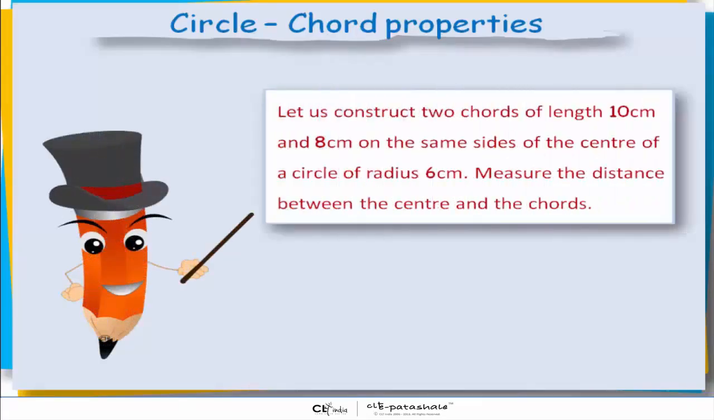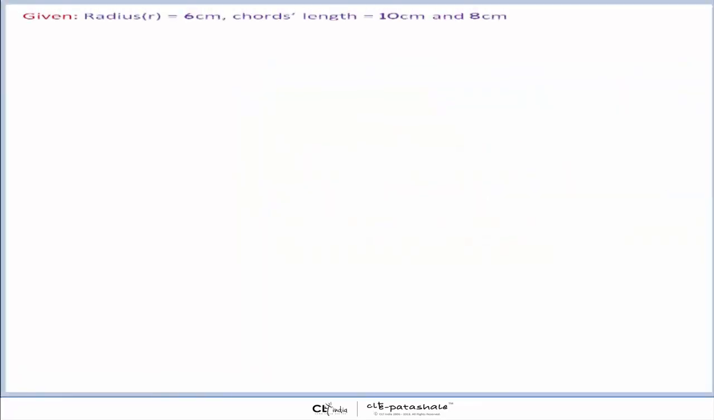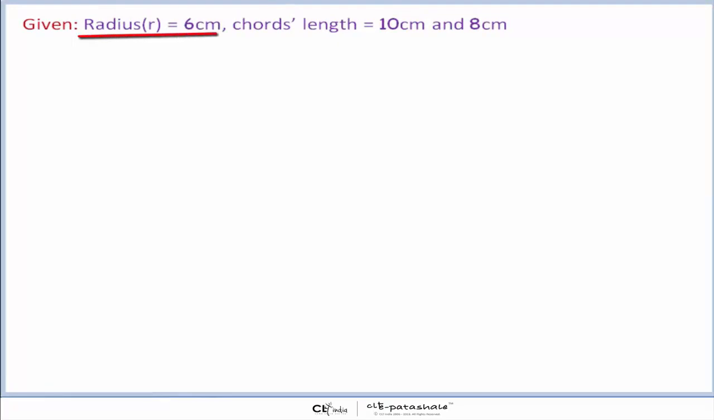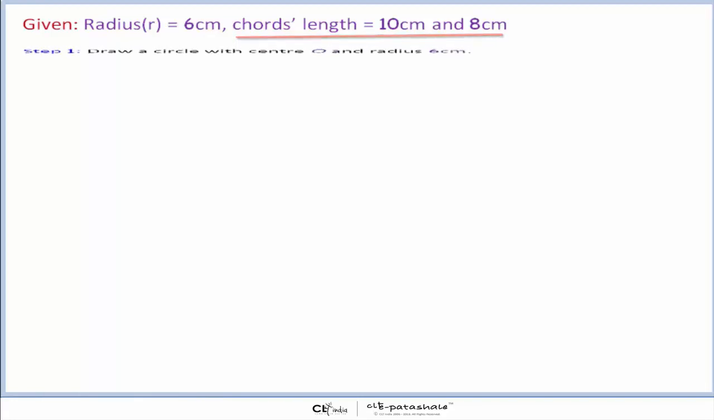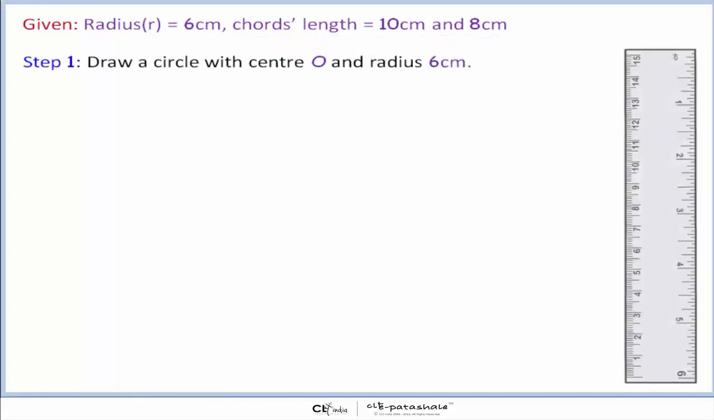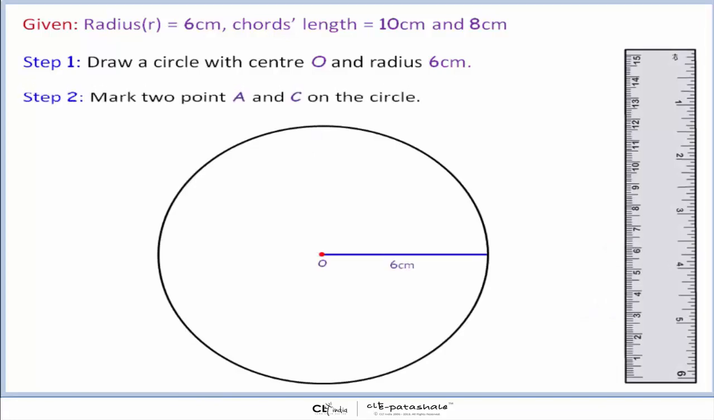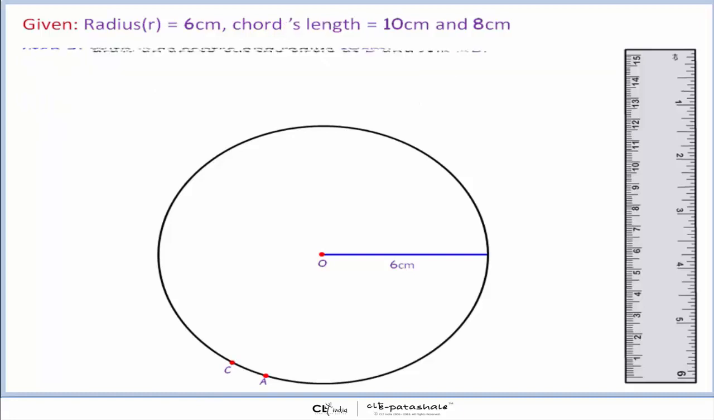Let us construct two chords of length 10 cm and 8 cm on the same side of the center of a circle of radius 6 cm. Measure the distance between the center and the chords. Given radius r is equal to 6 cm, chord lengths are equal to 10 cm and 8 cm. Step 1. Draw a circle with center O and radius 6 cm. Step 2. Mark 2 points A and C on the circle.